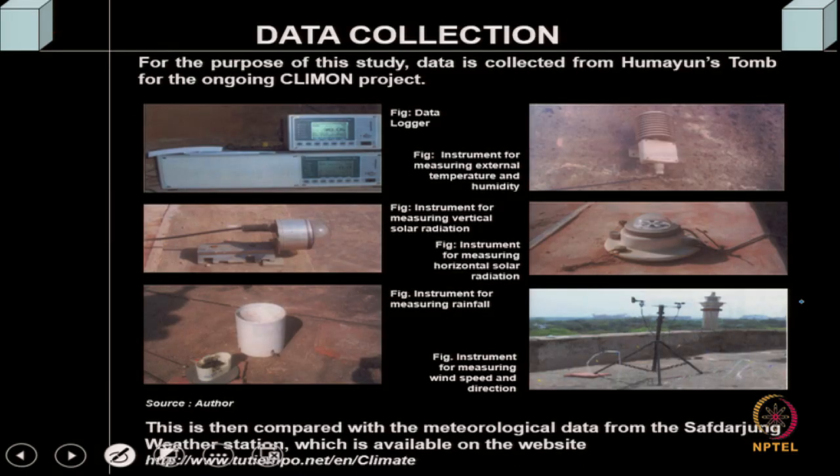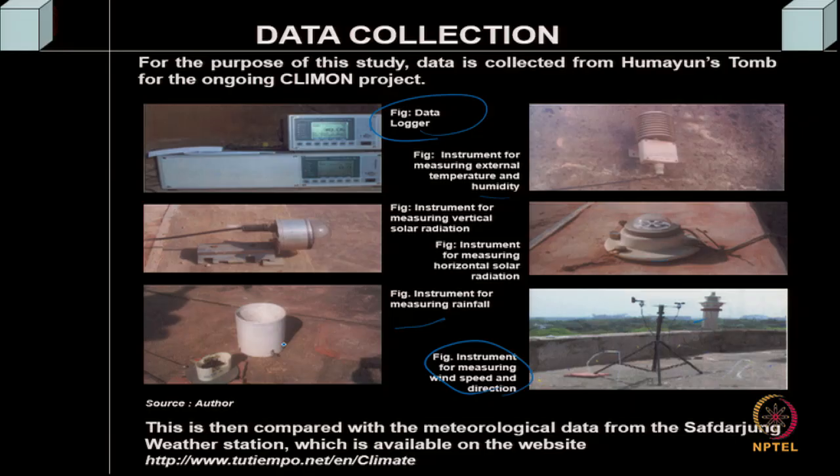Now, one can measure the temperatures, relative humidity, etc., and keep recording the data through a data logger, right. So, the data logger simply stores this data. Now, this is measuring wind speed, kept on top of the tomb somewhere. This is solar radiation measurement, what is called a pyranometer. This is for external temperature and relative humidity, a thermohygrograph, and this is the instrument for measuring rainfall.